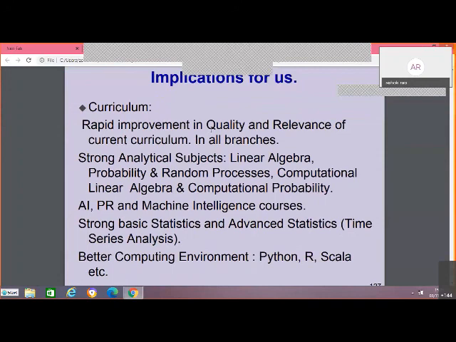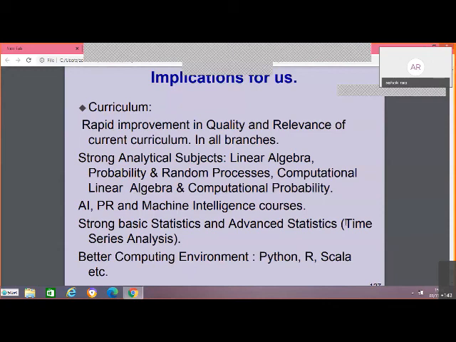Curriculum: rapid improvement in quality and relevance of current curriculum in all branches. Strong analytical subjects. Linear algebra is a must. Probability and random process. Computational linear algebra. Computational probability. AI, pattern recognition and machine intelligence courses. Strong basics of statistics and advanced statistics like time series analysis. In fact, there's only one college in Erode, where I am on the committee, where we introduced time series analysis 5 years back.